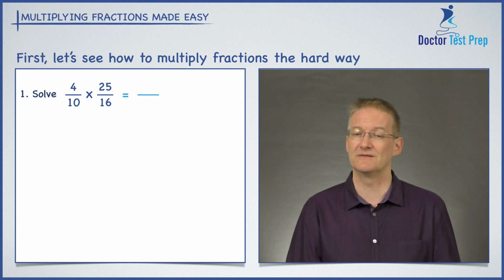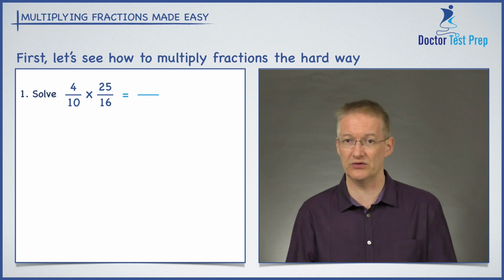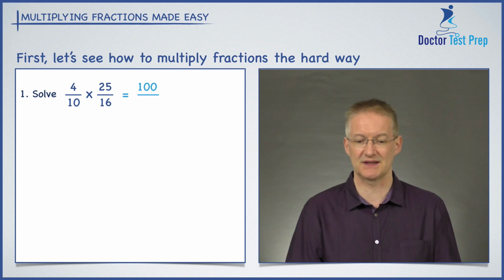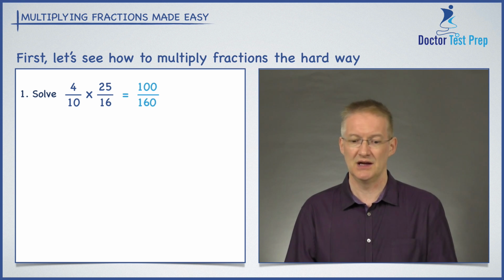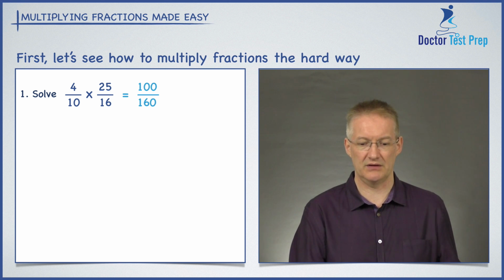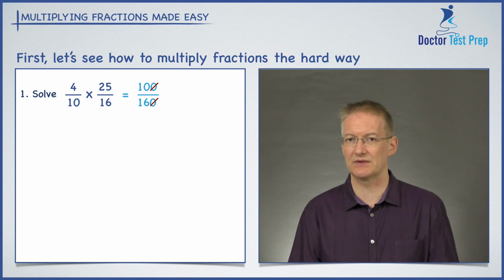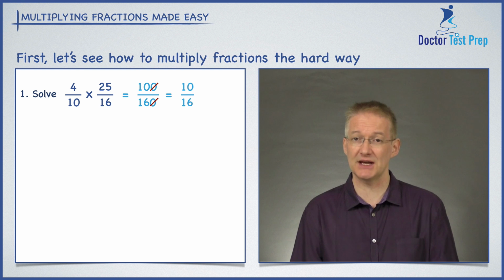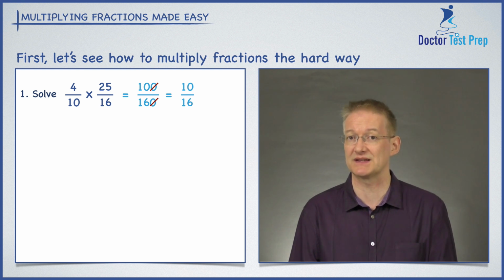So in this case, 4 times 25 gives me 100, and then multiply the denominators together. So 10 times 16 gives me 160. But now this answer needs to be reduced. So I can reduce those zeros there. That's like dividing both the top and the bottom of the fraction by 10. That's going to give me 10 over 16. So 10 over 16 can be reduced further. I can divide both the top and the bottom by 2, which leaves me with 5 over 8.